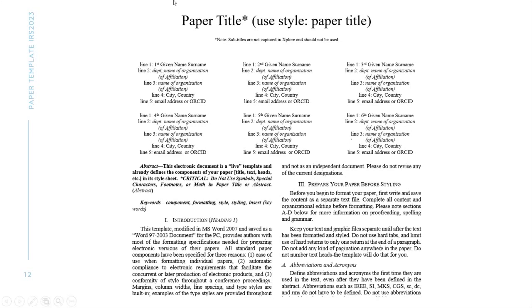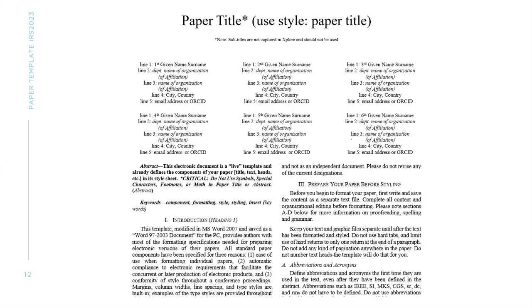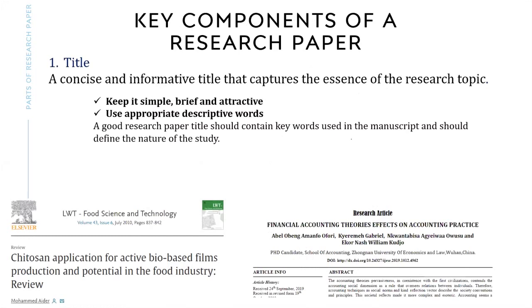This is the first part, which we call the title of the paper. The title should be concise and informative. The title captures the essence of the research topic, and it functions as a sole factor of influence in the decision about the particular paper. So it should be kept simple, brief, and attractive. The primary function of a title is to provide a precise summary of the paper's content.